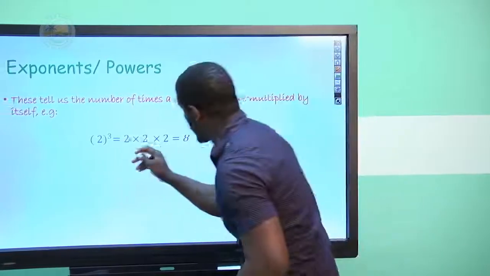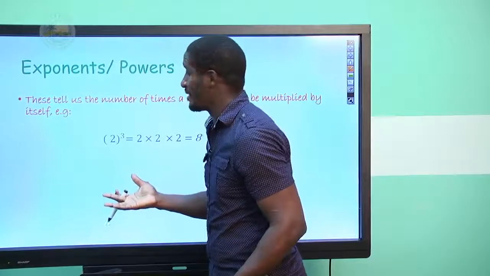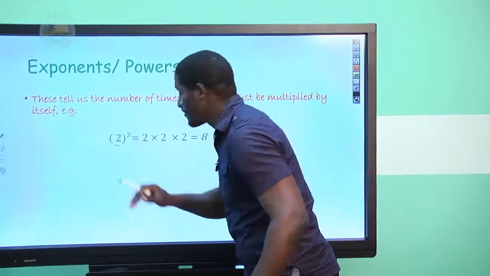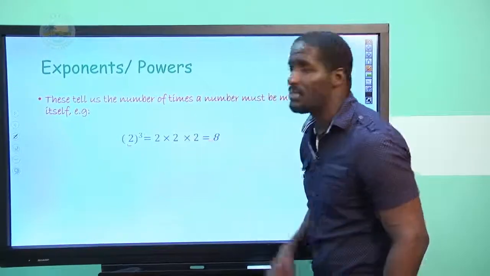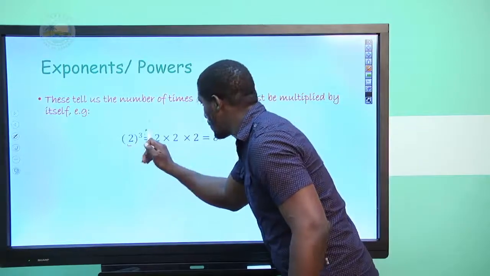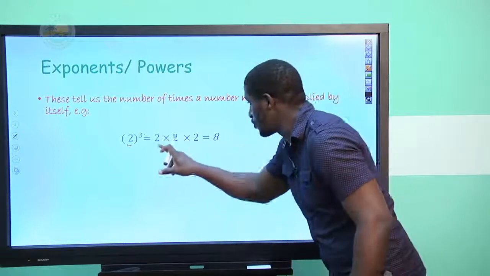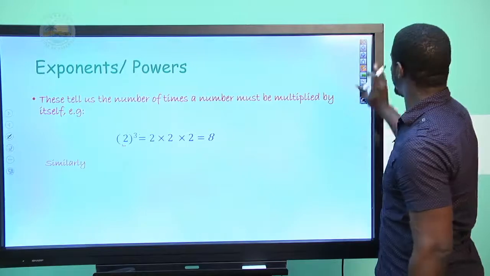2, the exponent here is 3. We call the 2 the base. We're going to see that as we go along in algebra. So the 2 is the base, and the 3 is the exponent. This 3 tells us that the 2 has to be multiplied by itself 3 times. So 2 to the power of 3 is 2 times 2 times 2, which is going to give me 2 times 2 is 4, 4 times 2 is 8.